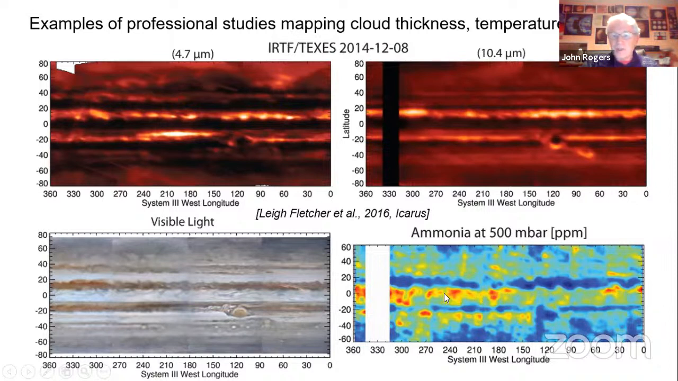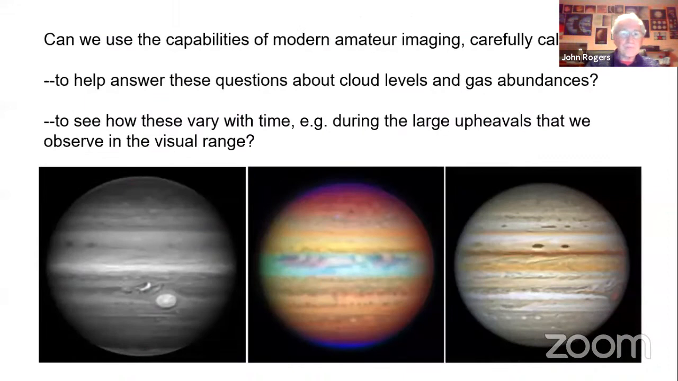These red blobs here indicate that in the northern equatorial zone, there appear to be plumes of elevated ammonia concentration. But as I say, there are uncertainties about all this. And so another technique would be very useful, and that's what Steve Hill is going to talk about.